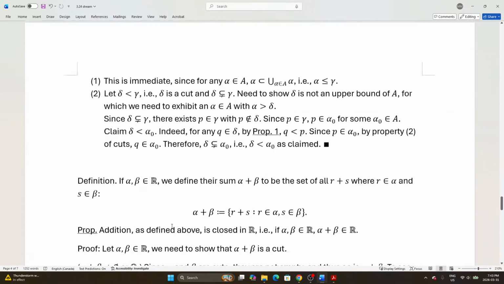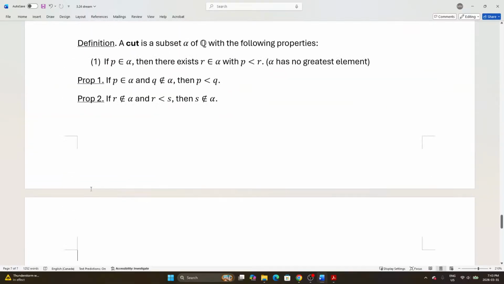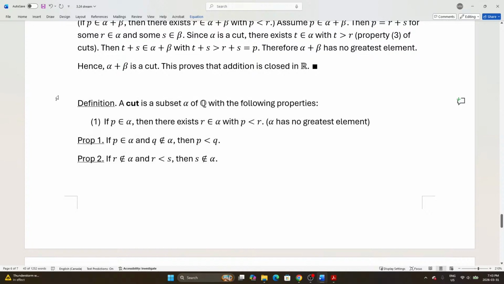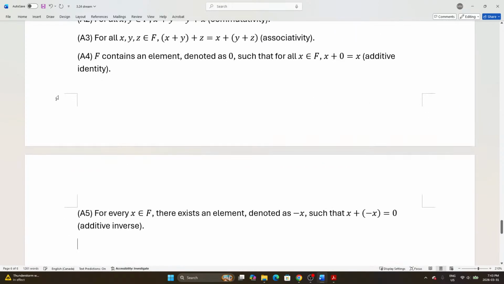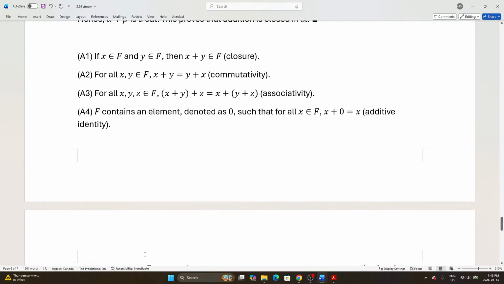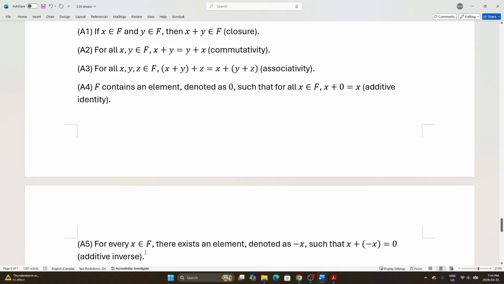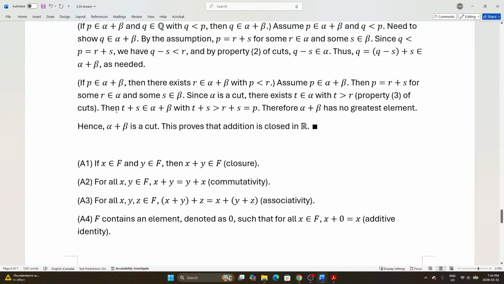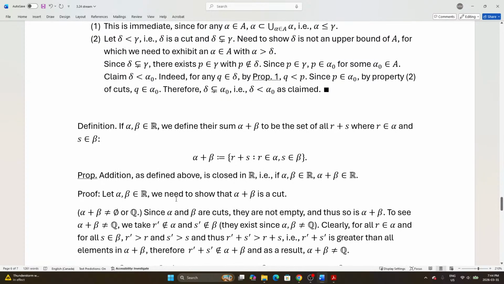All right, so let's copy the list. I need to verify every single one of them to know that the addition we just defined works, which we just proved is closed. So basically this is verifying A1.